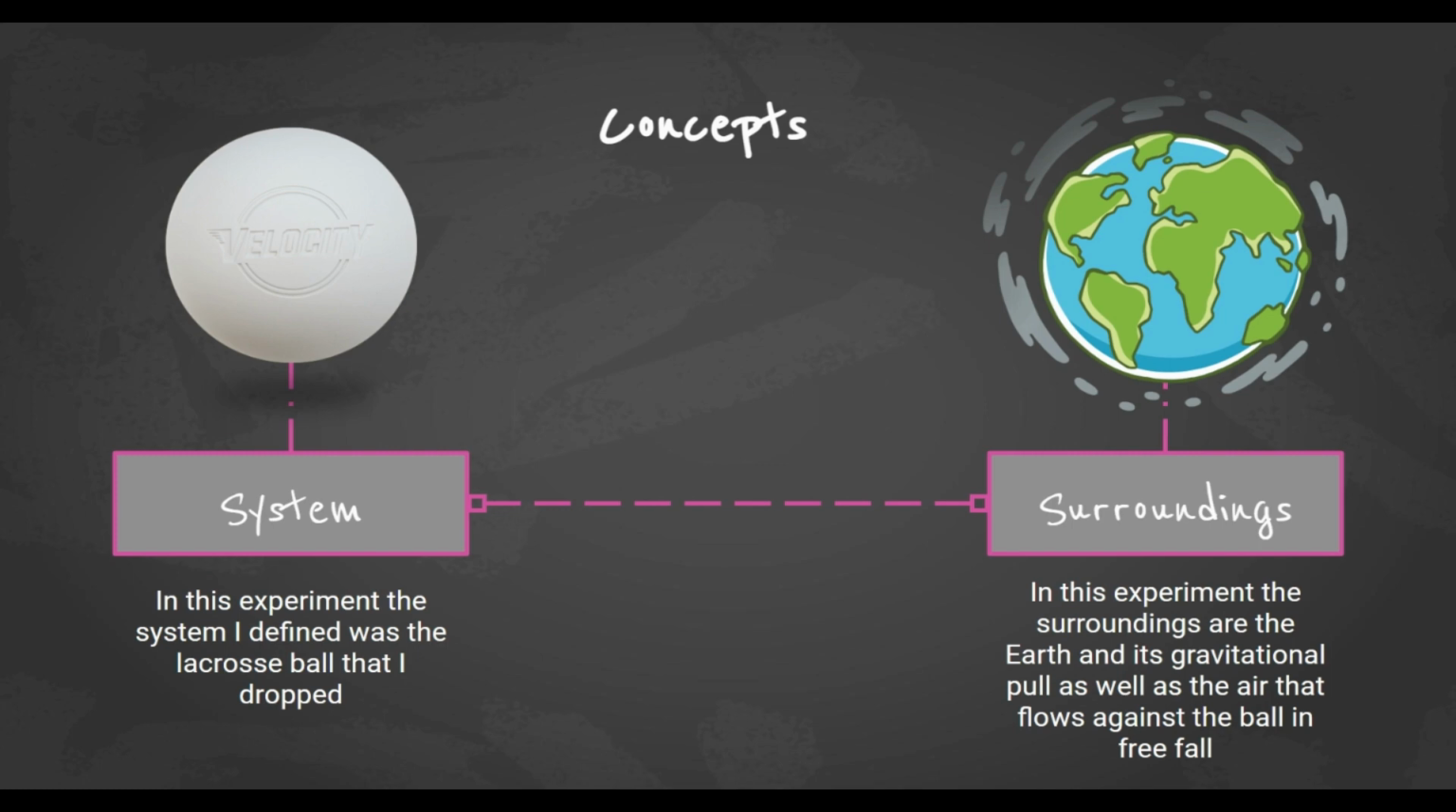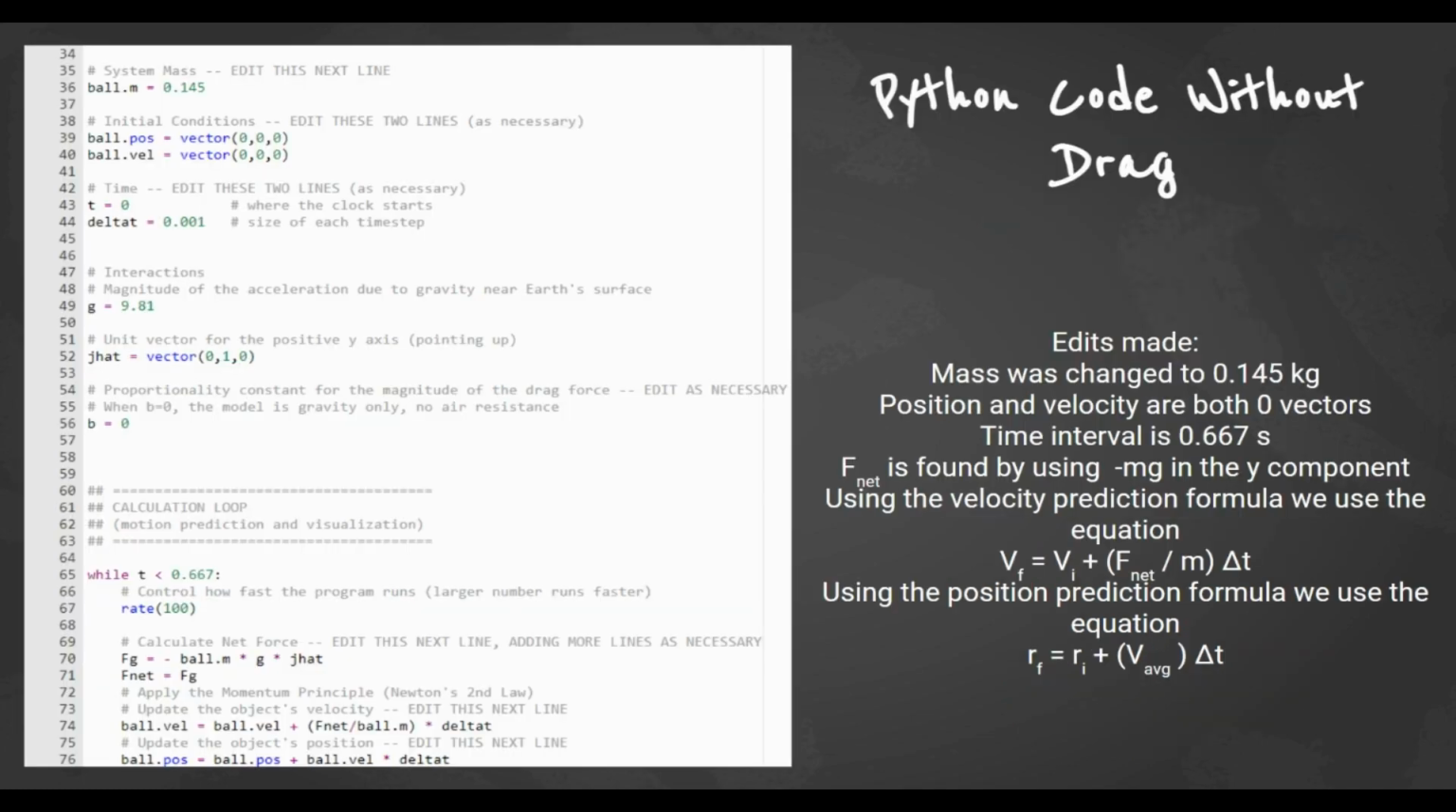And so in this lab, our system and surroundings are defined as follows. We have our system, which is the ball that's dropped. And we have our surroundings, which is just Earth and the gravitational force that acts on the ball. And when we do account for drag, we have to recognize that air is another part of the surroundings because it slows the ball when it's in free fall.